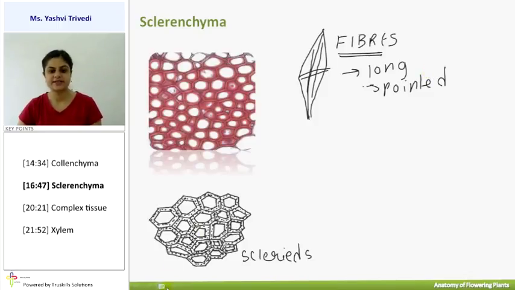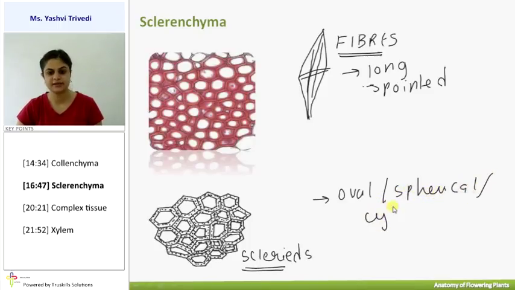Second is sclerids. As you can see in the diagram, sclerids will be oval, or they can be spherical, or they can be cylindrical, they can be of any type of shape. They have a very narrow lumen, which is empty space in between. Sclerids can be located in different areas. Again, they are also very thick walled. The locations are given to you.